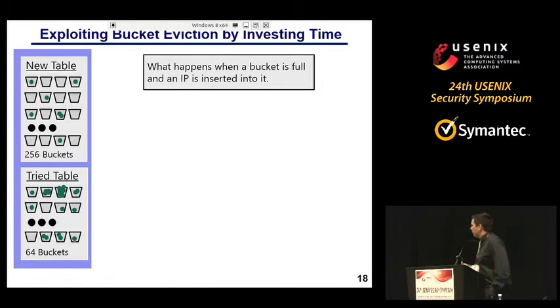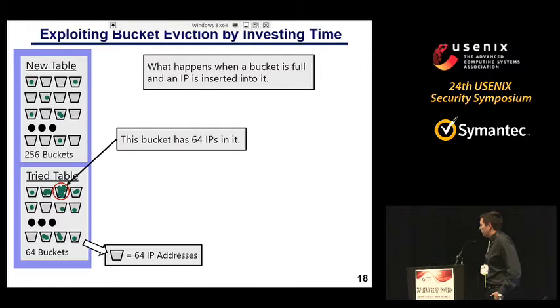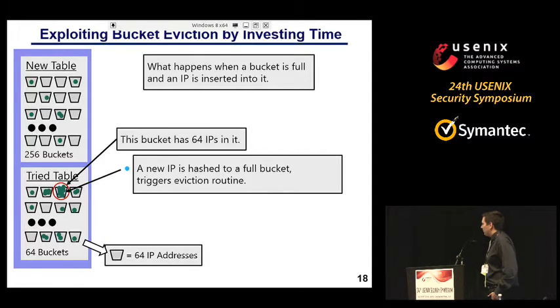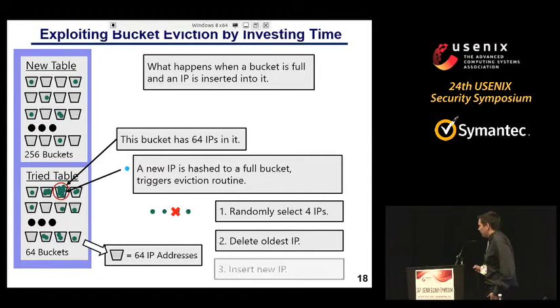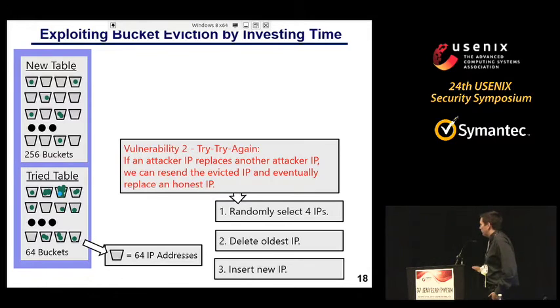So it actually gets worse. There's some other things the attacker can exploit. So these buckets only hold 64 IP addresses. So if we have a bucket that's full that has 64 IP addresses in it, and a new IP is going to be hashed to that bucket, it needs to evict something. And so the Bitcoin eviction routine is to randomly select four IPs, to delete the oldest IP, and then to insert the new IP in its place. This gives the attacker two additional vulnerabilities. Because this selection process is random, if the attacker evicts one of their own IP addresses, they can just rerun that IP address and potentially evict an honest one. So they can just improve their chances by trying over and over again.